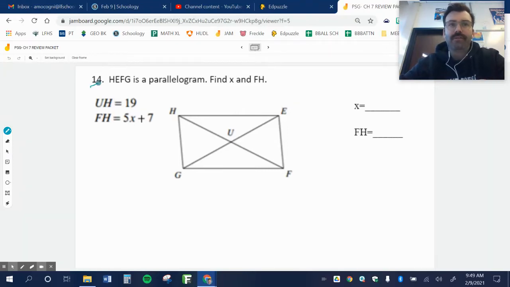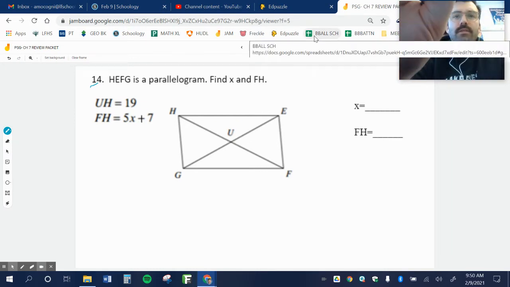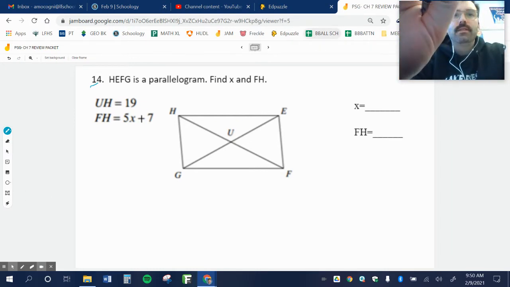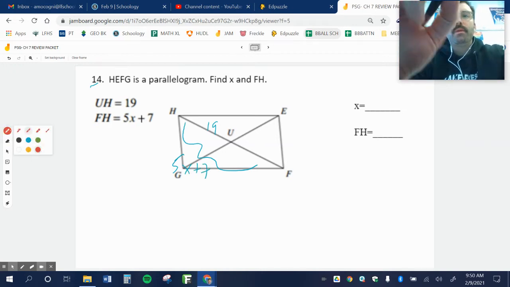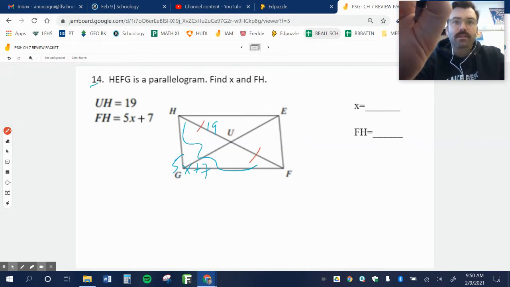All right, we're starting off at number 14 here. We have a parallelogram. We want to find x and FH. So I know that UH is 19, and I know that FH is 5x plus 7. Well, the thing about a parallelogram, if you remember about their diagonals, the diagonals actually bisect each other.